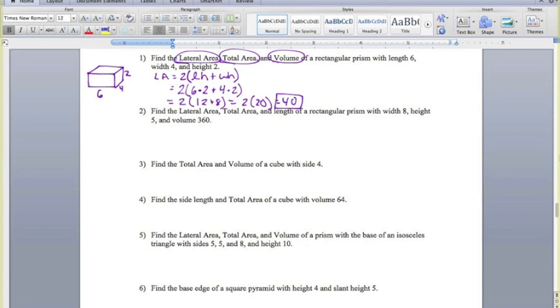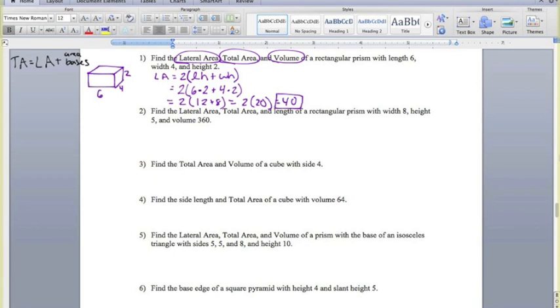Total area, there is not a formula for on your sheet. Total area is more of a concept than a formula, so you will need to know how to do this when it comes to the test. What total area does is it takes our lateral area, all of the sides, and it adds to it the area of the bases, the top and the bottom. So total area is completely wrapping this thing up.